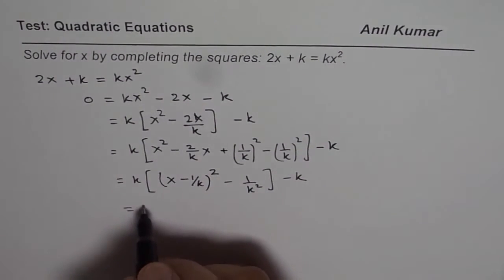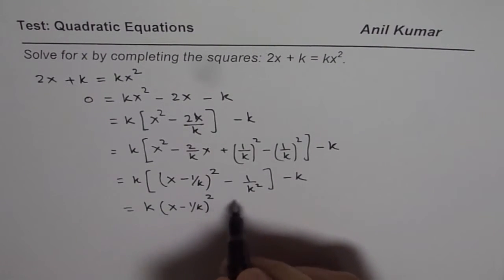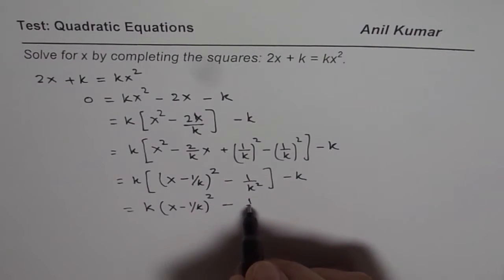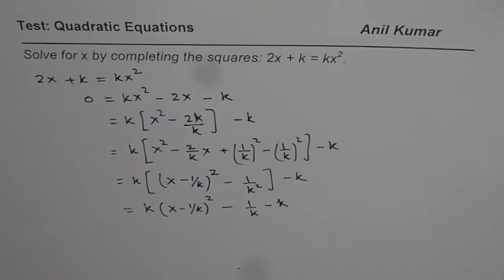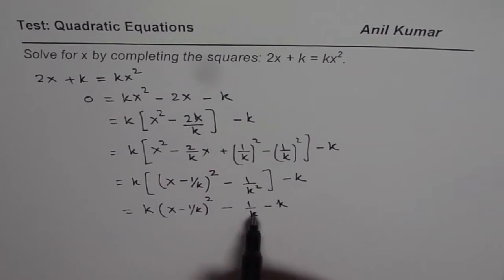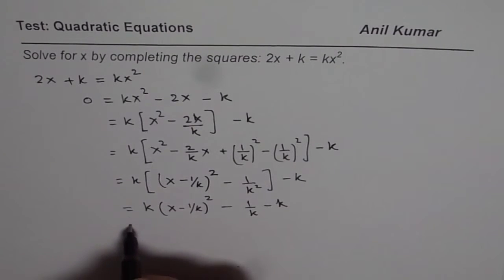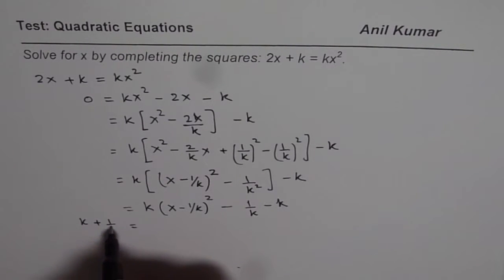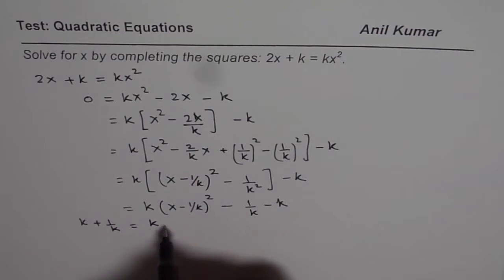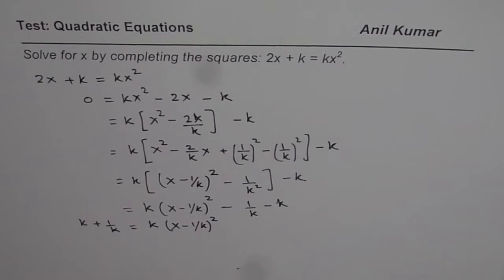Now let's open the bracket. So we get k times x minus 1 over k whole squared, and here when you multiply by k you get 1 over k minus k. Correct. Now we need to solve for x. So let me rewrite this, taking it to the left side. So I get k plus 1 over k equals k times x minus 1 over k whole squared.